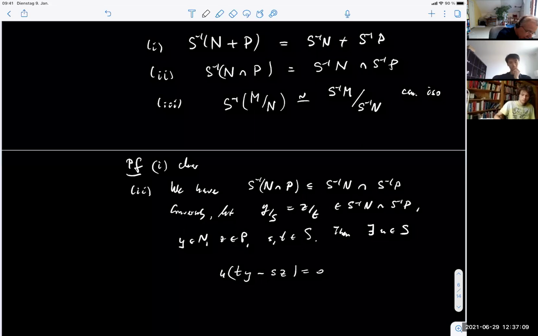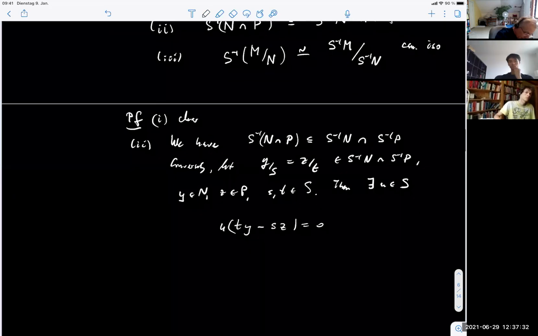If this were a normal fraction, this equality would be equivalent to this being 0. But because we are in this localized setting, we can only say this after multiplying with some element in S it becomes 0. It doesn't hurt, we just have to be careful. So uty, which equals usz, let's call it w.